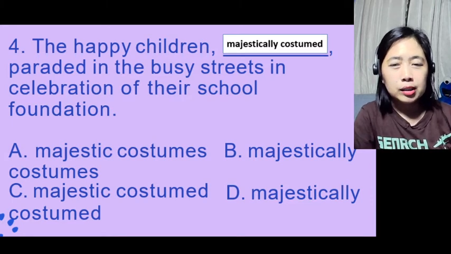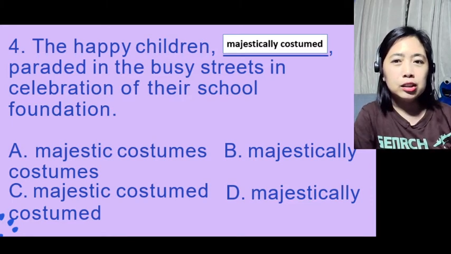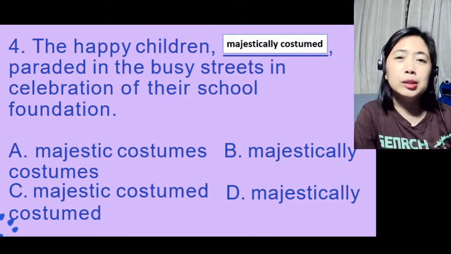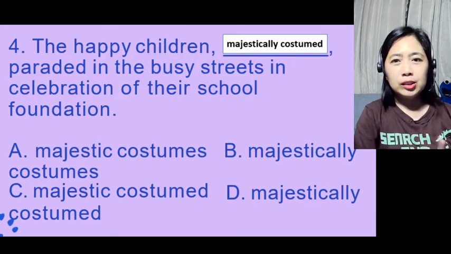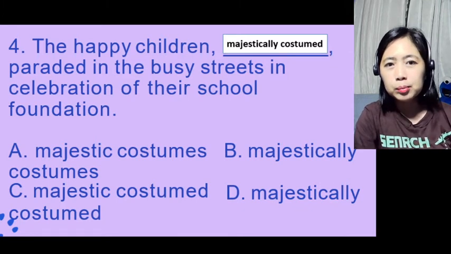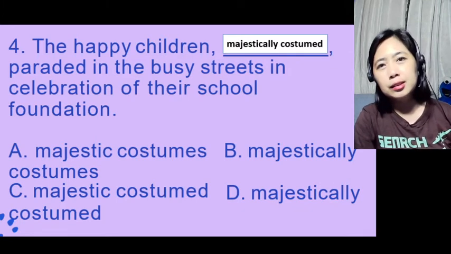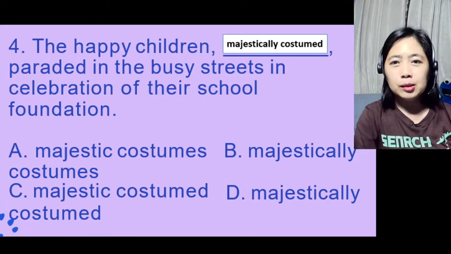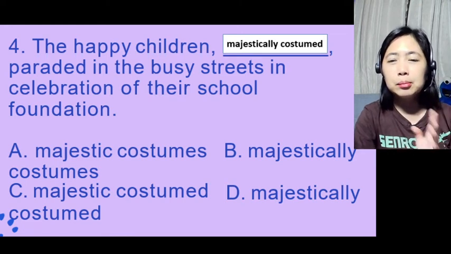So we can actually omit these words here because the sentence would still be complete. Without this one, we can actually have: the happy children who majestically costumed paraded in the busy streets. So it's supposed to be like that. That is why we can still omit these words.